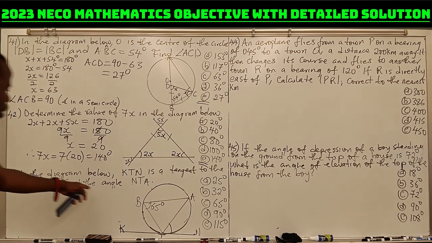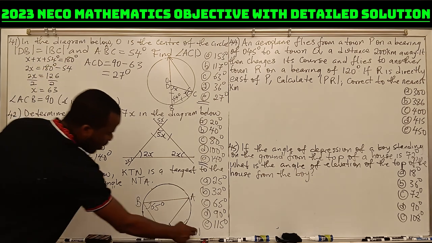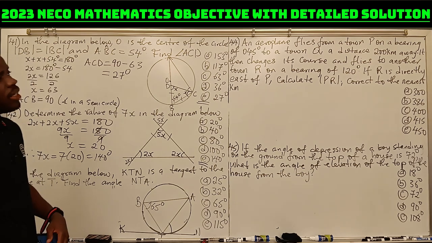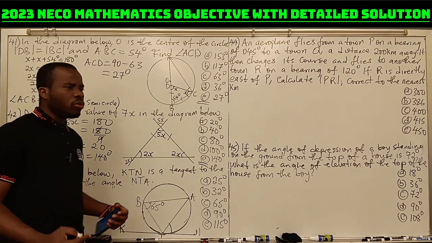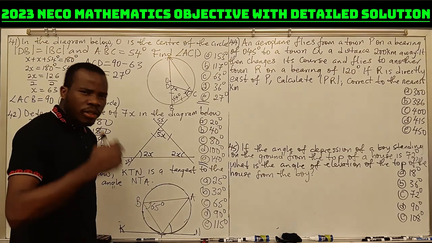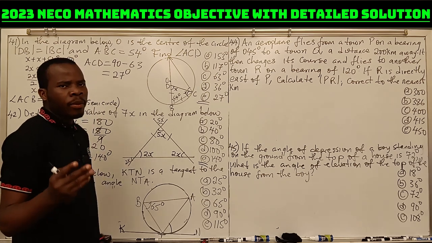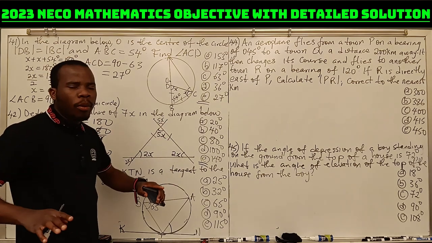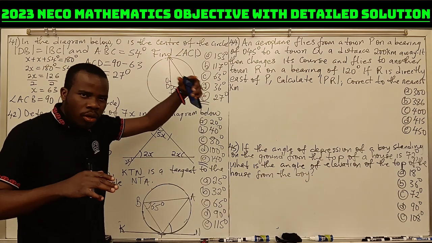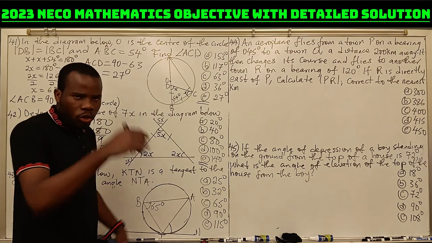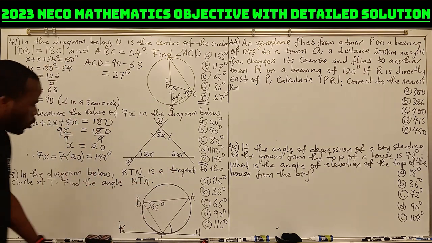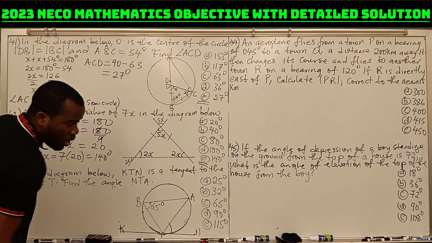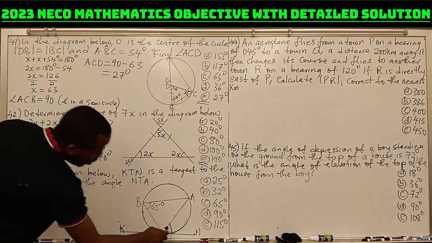Next question says, in the diagram below, KTN is a tangent to the circle at T. Find the angle NTA. One thing I like about circle theorem is know the theorems and apply. I have done a good job in my circle theorem series. Check it up and enjoy. So there's nothing much to do here. We just apply the theorem. We are looking for this angle.